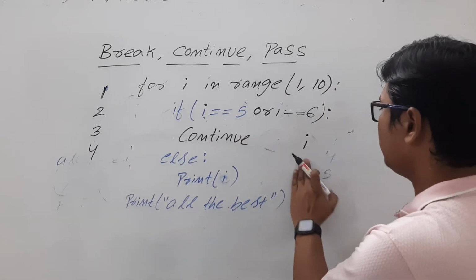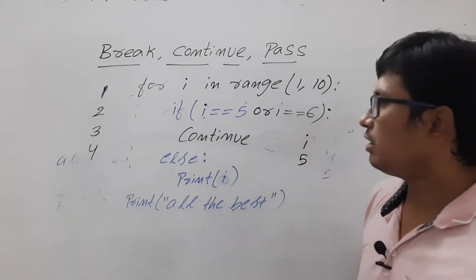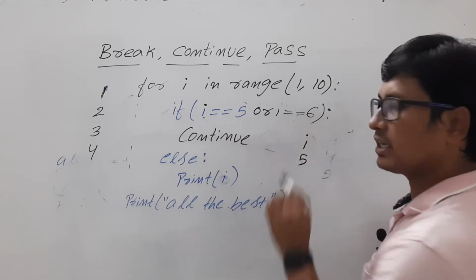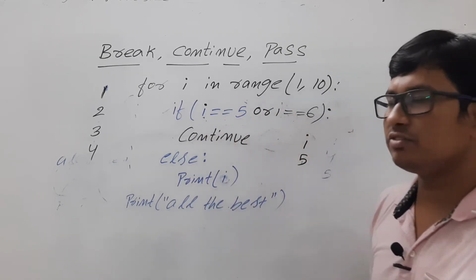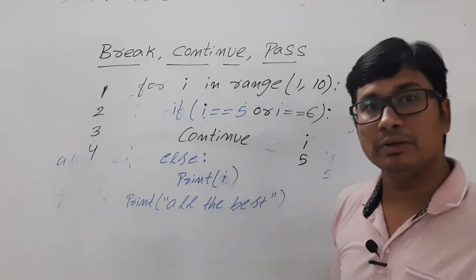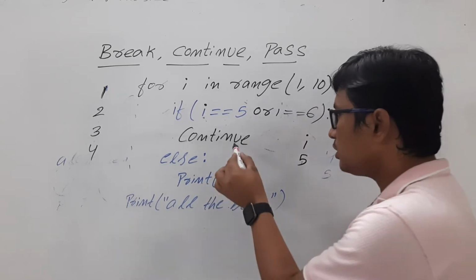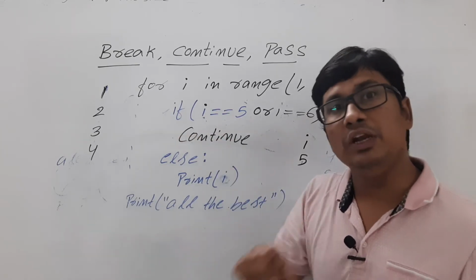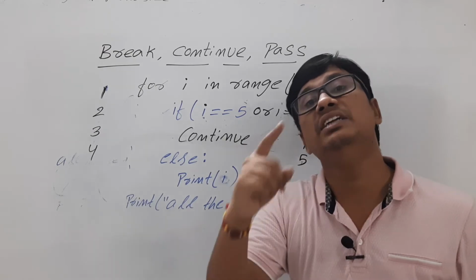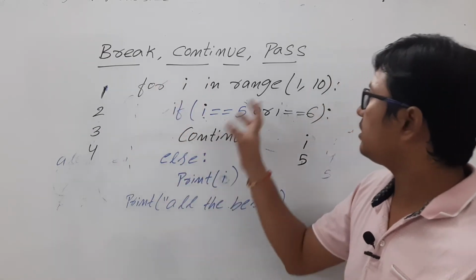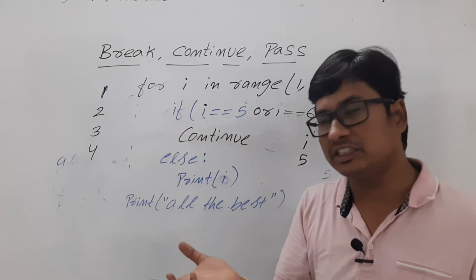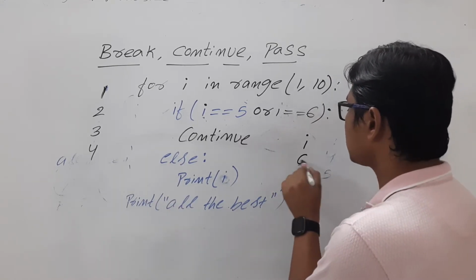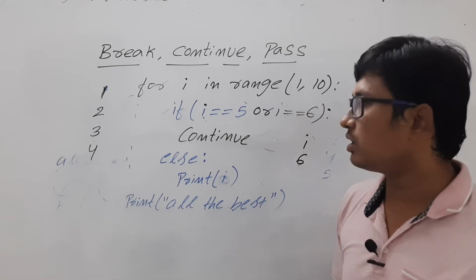After that i value will become 5. Now 5 is equal to 5. This condition is true. Without evaluating the second condition, the entire condition will be true. Now the continue statement will be executed. Once the continue statement is executed, the statements after that one will not be evaluated for the current iteration of the loop. It will directly go for the next iteration. Next iteration, what will be the i value? i value will be 6. Are you able to understand it or not?